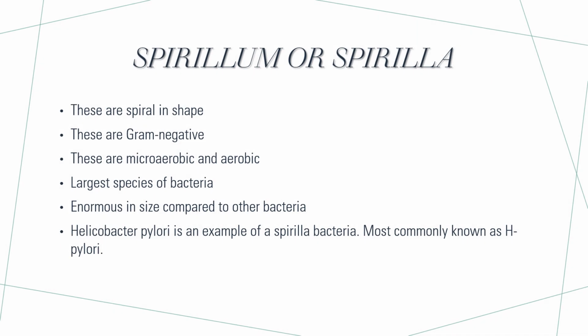Next we'll talk about spirillum or spirilla. These are spiral in shape, the little squiggly lines. They're gram-negative. These are microaerobic and aerobic, again needing the oxygen. They're the largest species of bacteria, and they're huge when you compare them to the size of other bacteria. H. pylori, this is a bacteria found in the stomach. It causes a lot of stomach issues, but this is a type of spirilla bacteria.